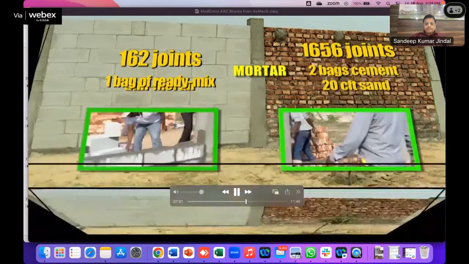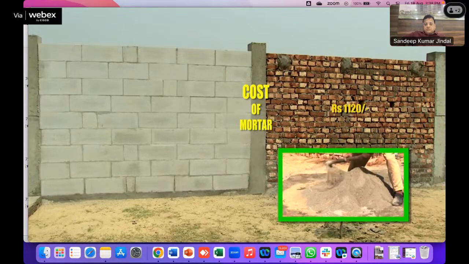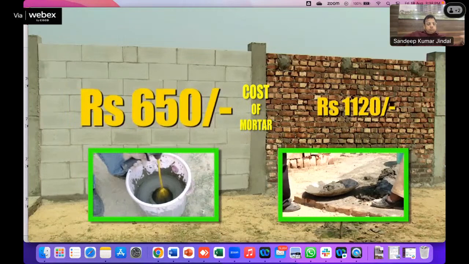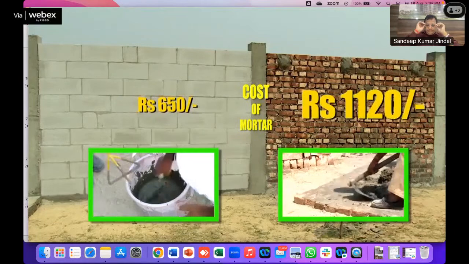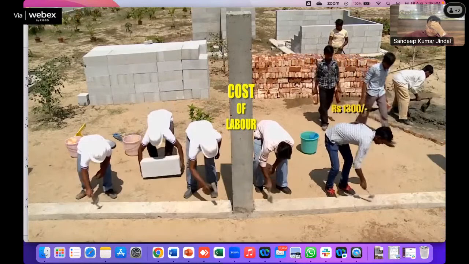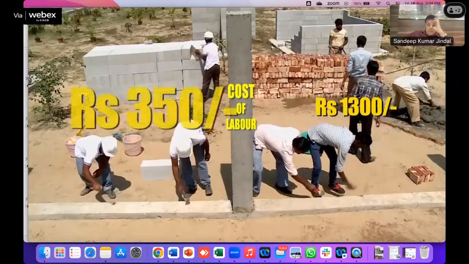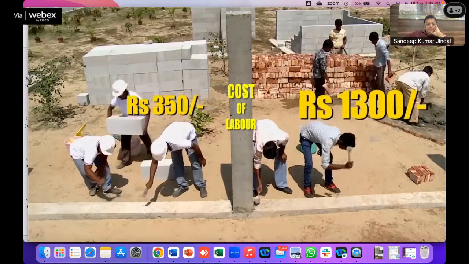The cost of thick mortar was ₹1,120, whereas the cost of ready-mix thin mortar was about ₹650 only. The cost of labor for 6 skilled and unskilled men for 6.5 hours was ₹1,300, whereas the cost of labor for 3 men for 3 hours is ₹350 only.